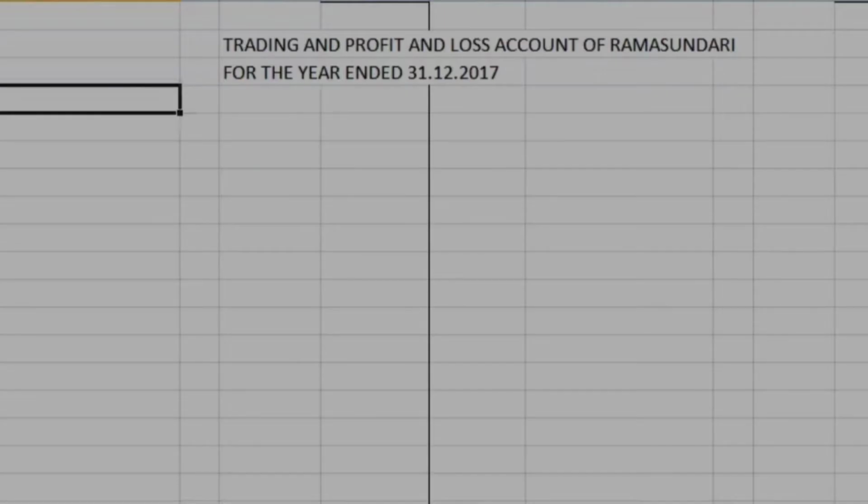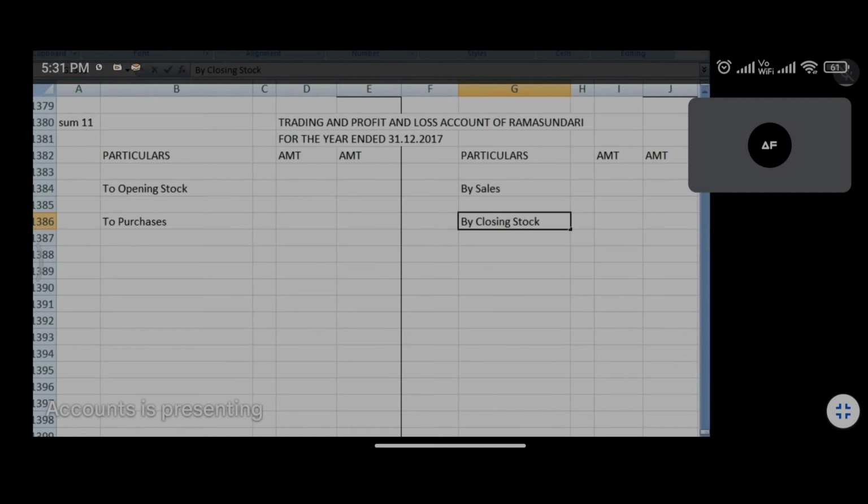Take a double page and write down the heading as Trading and Profit and Loss Account of Ramasundari for the year ended 31st December 2017, and go ahead with the format of particulars, amount on the debit side as well as on the credit side. Since we are starting with the trading account, see that you write down the 4 basic details. This you can do without going inside the sum and looking for the items itself. So 2 on the debit side, 2 on the credit side as shown in the video here.